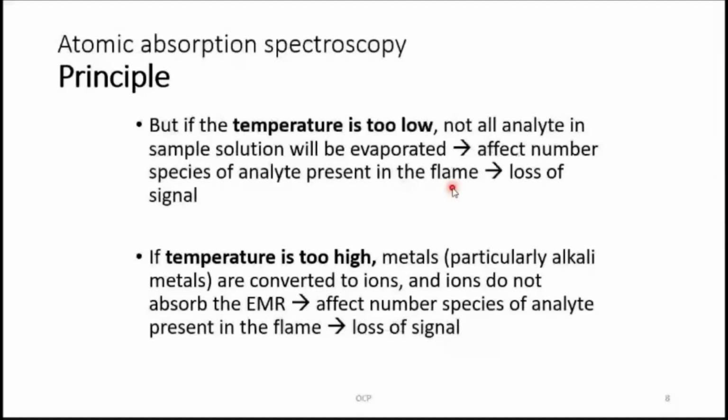If the temperature is too high, metals, particularly alkali metals, are converted to ions. That means they easily lose electrons. And ions do not absorb electromagnetic radiation because the electron that was responsible for the excitation is lost. The inner electrons are high energy electrons, so it is difficult to excite them. So it affects the number of species of analyte present in the flame. As a result, there is loss of signal.